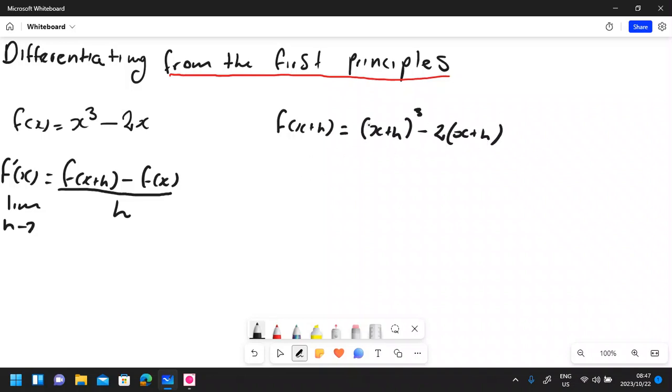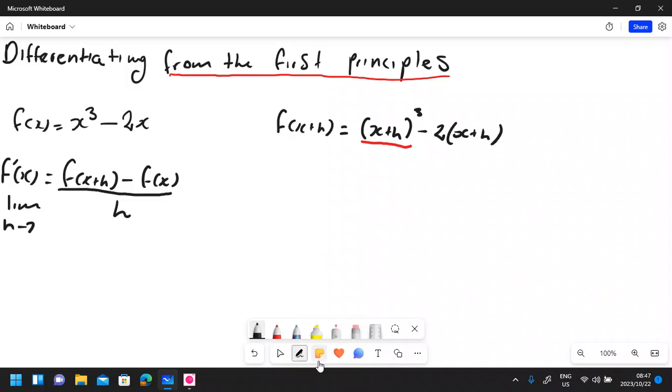But the thing about this f of x plus h, we have this function here, this expression here. Now we need to expand this, guys. We need to expand it. In order for us to expand this, we need to use the binomial theorem.